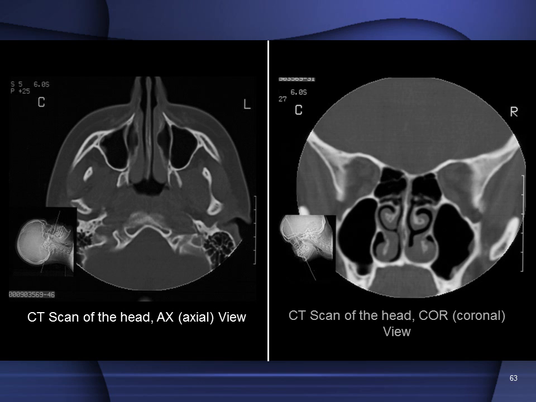The slice on the right is of the head, but in the coronal view. Again, note the insert on the lower left of the film showing us the plane of slice. Here we see the supraorbital margin, the nasal septum, nasal concha. This gray tissue is mucous membrane, some inflammation here, maxillary sinus, sphenoid sinus.